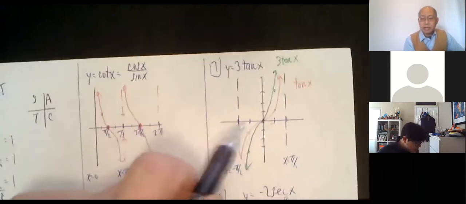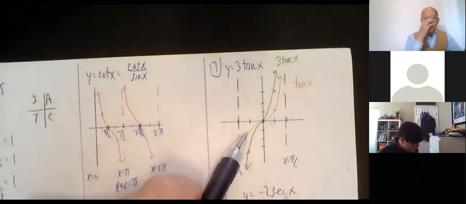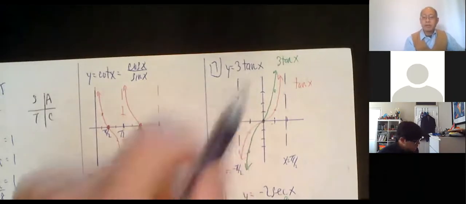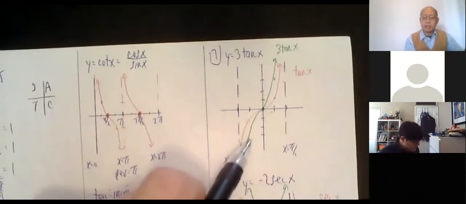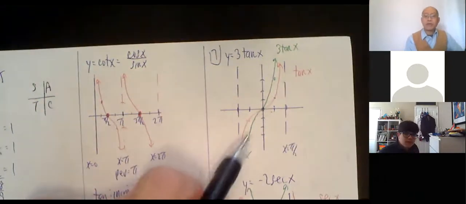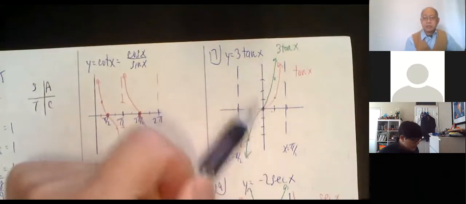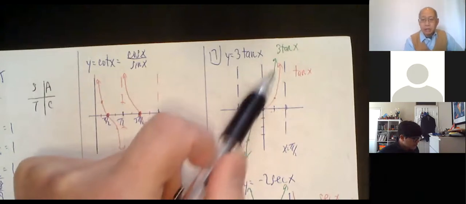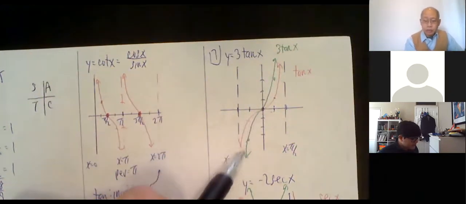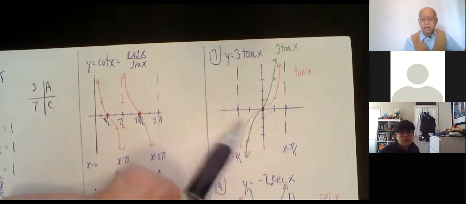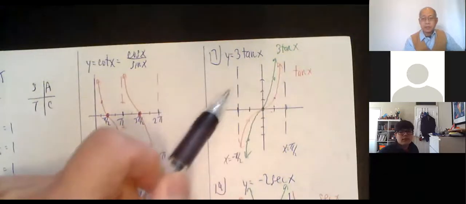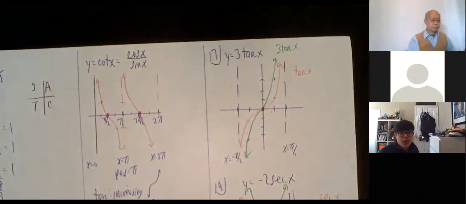Okay, but over here, this is what? Negative pi over 4, -1. Well, -1 times 3 is -3, so it goes down 3 times as far. Okay, so in green, the green one is 3 tan x. Okay, still goes through the origin, shoots up higher on this side, shoots lower on this side, but you still have the same asymptotes. Okay, so the asymptotes stay the same.